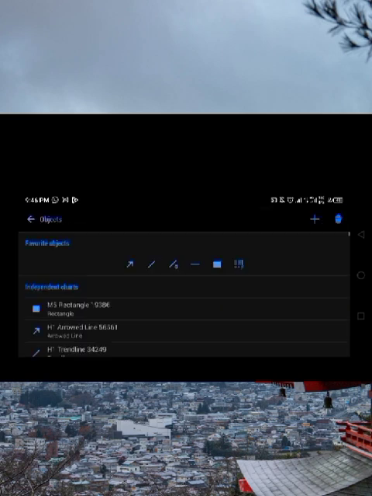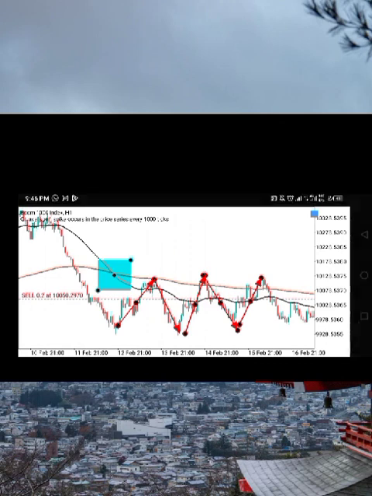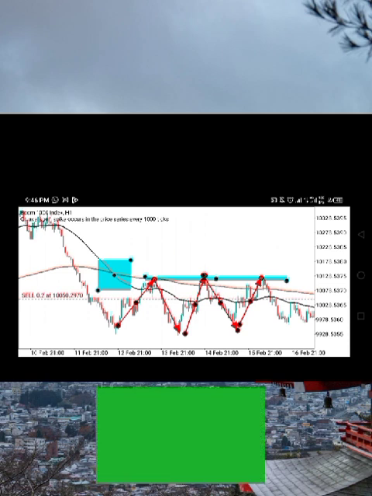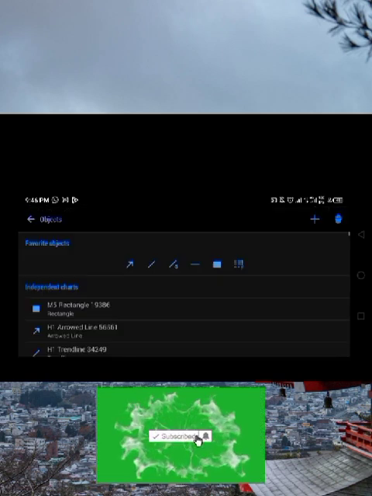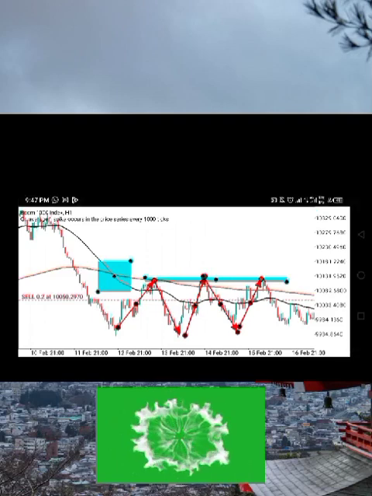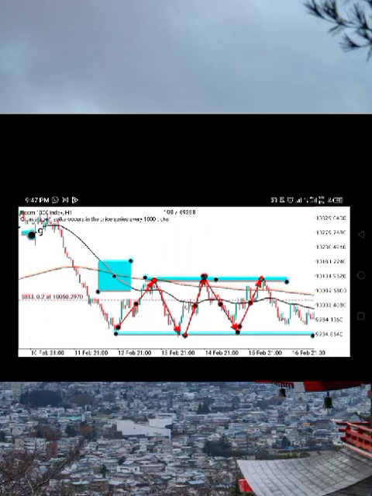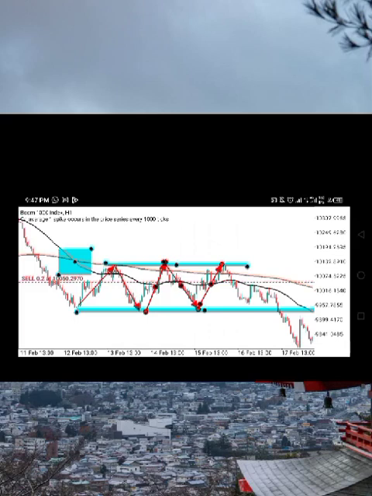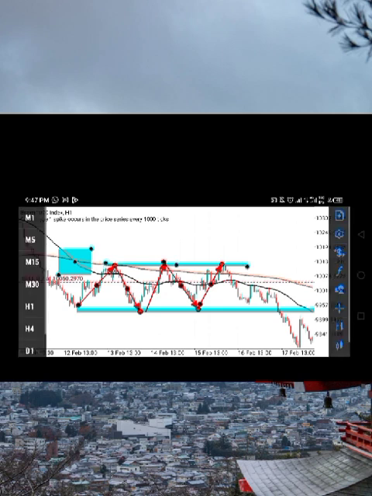This is what I did. I drafted out this zone up. Then I also drafted this zone down. So this is what happened. As the market moved up and moved down, as it moved up, it hit this zone. When it came down, it hit this zone, went up again, hit this zone, came down, hit this zone, went up, and hit this zone.